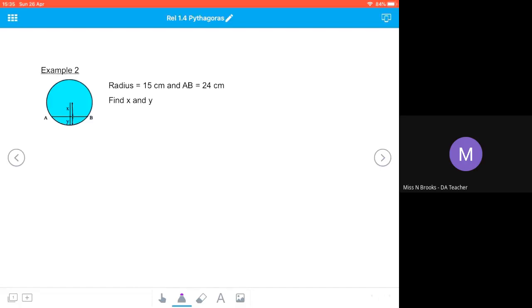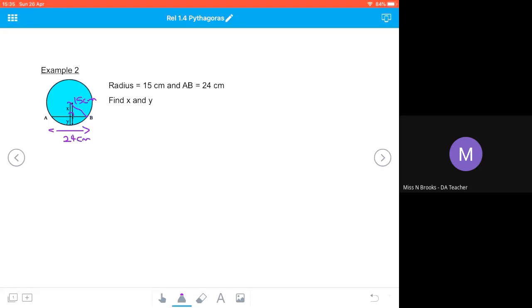So I know that a radius goes from the center to any point on the circumference. So if I draw a line from the center of my circle down to point B, you can see that I have drawn in a radius of 15 centimeters, and I've also created myself a right-angled triangle with height x and long side 15 centimeters. Now I know that AB is 24 centimeters.